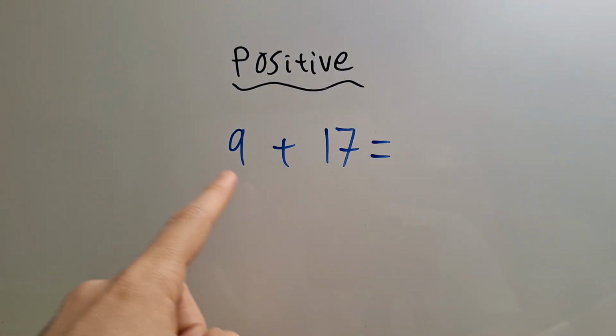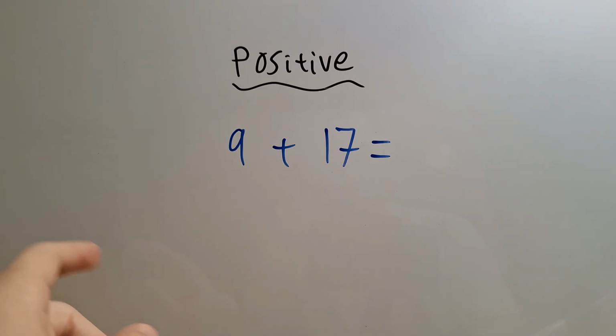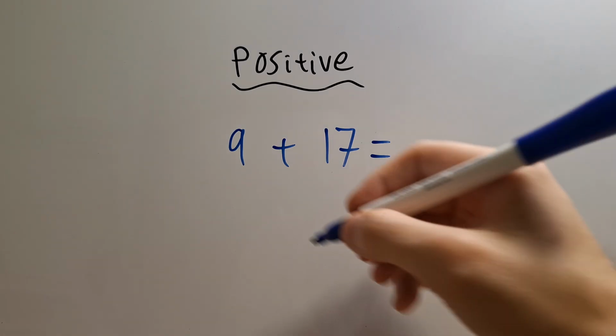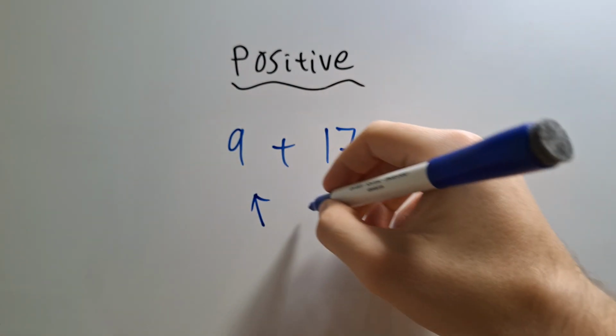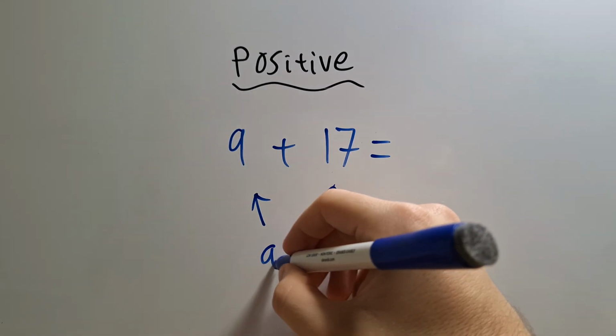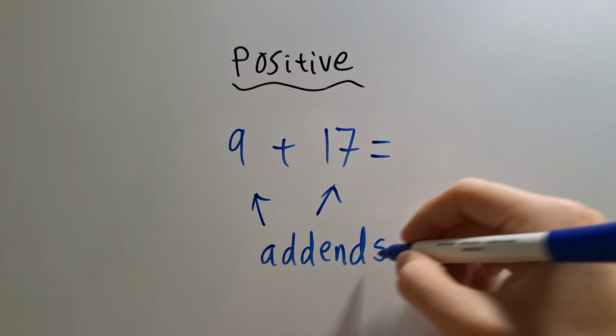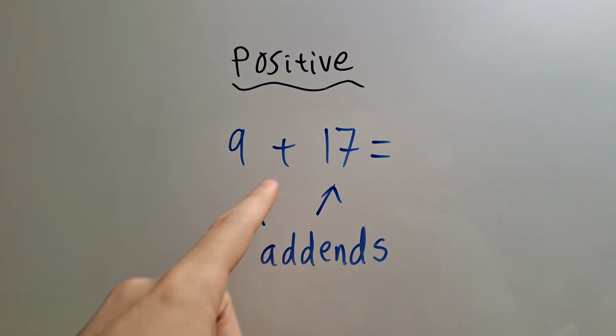Now, when you're adding numbers, it doesn't matter if you're adding 2 numbers, 5 numbers, 15,000 numbers, or 100,000 numbers, the numbers that are being added in an addition problem have a special term, and that term is known as an addend. Here I've got 2 addends. I'm adding 9 and 17.